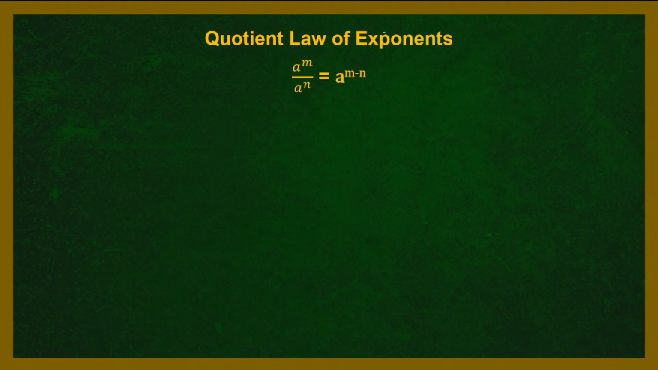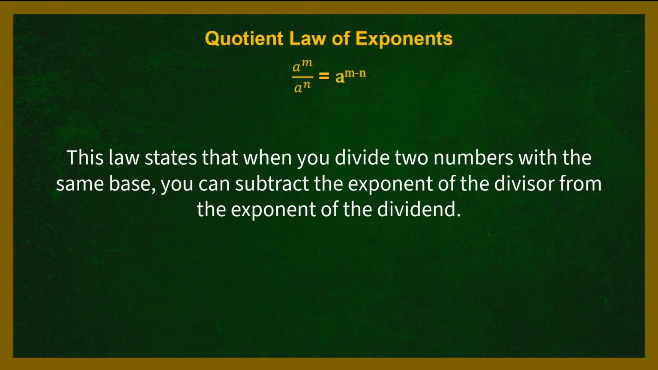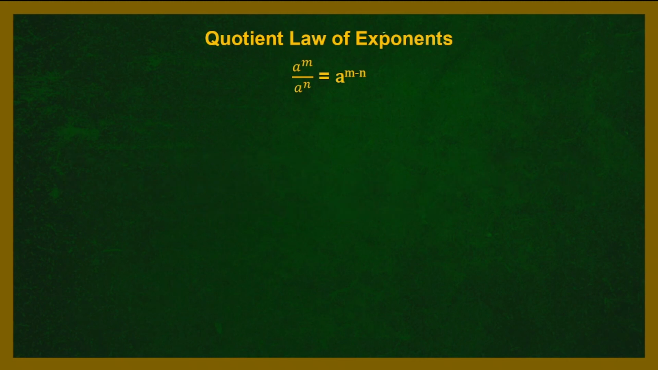Next, we have the Quotient Law of Exponents. This law states that when you divide two numbers with the same base, you can subtract the exponent of the divisor from the exponent of the dividend. In mathematical terms, if you have a to the m power divided by a to the n power, where a is the base, the result is a raised to the m minus n power.